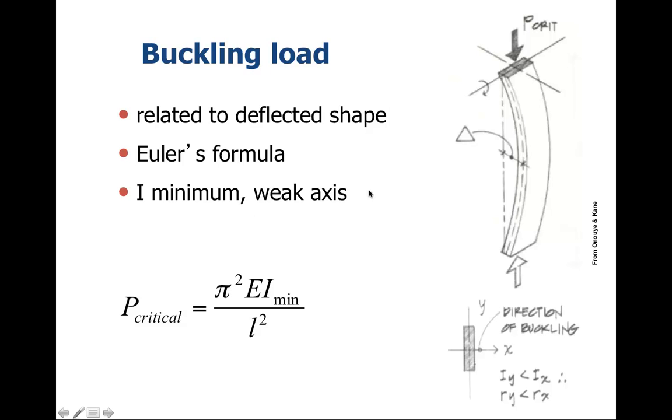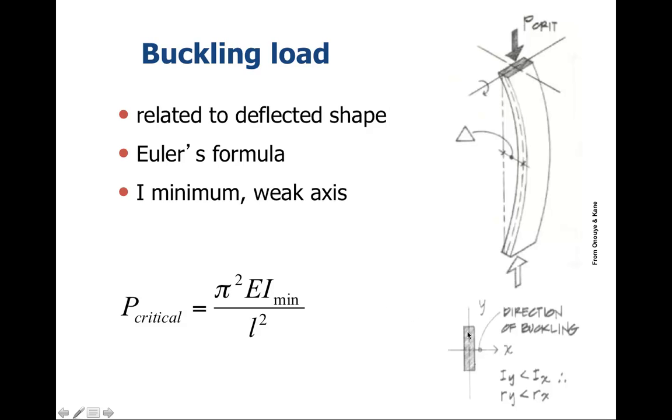So, in terms of the buckling load, again, this is going to be related to the deflected shape. Here we use Euler's formula, and Euler's formula comes down to two factors, E and I. E again comes back to our modulus of elasticity, or what is the stiffness of the material. I would be the moment of inertia in the minimum direction.